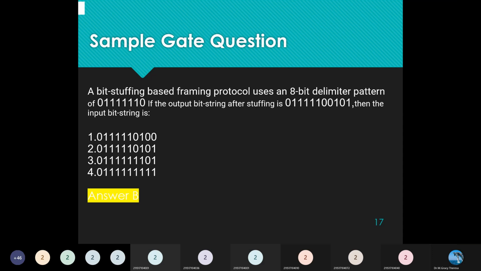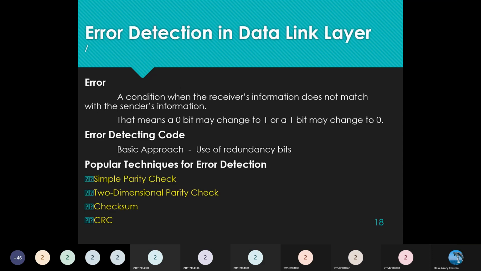Okay, so next we go to the topic of error detection and correction. Today we are going to see only error detection in the data link layer. Normally, when the receiver receives the information, it may not match the sender's information. Why? Because at the time of transmission, the digital signal suffers from noise, so some errors will be introduced in the binary bits traveling from the sender to the receiver.